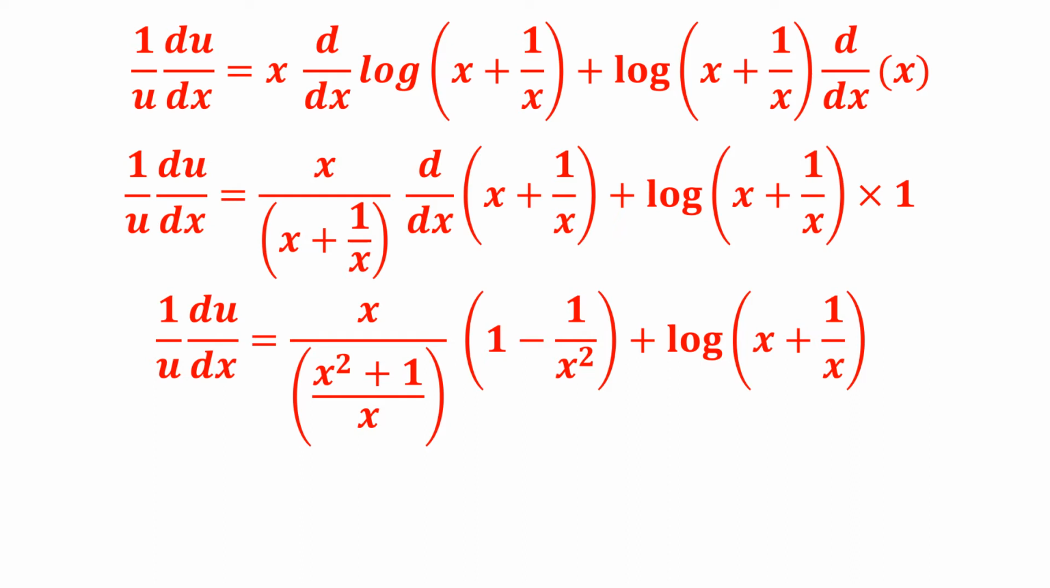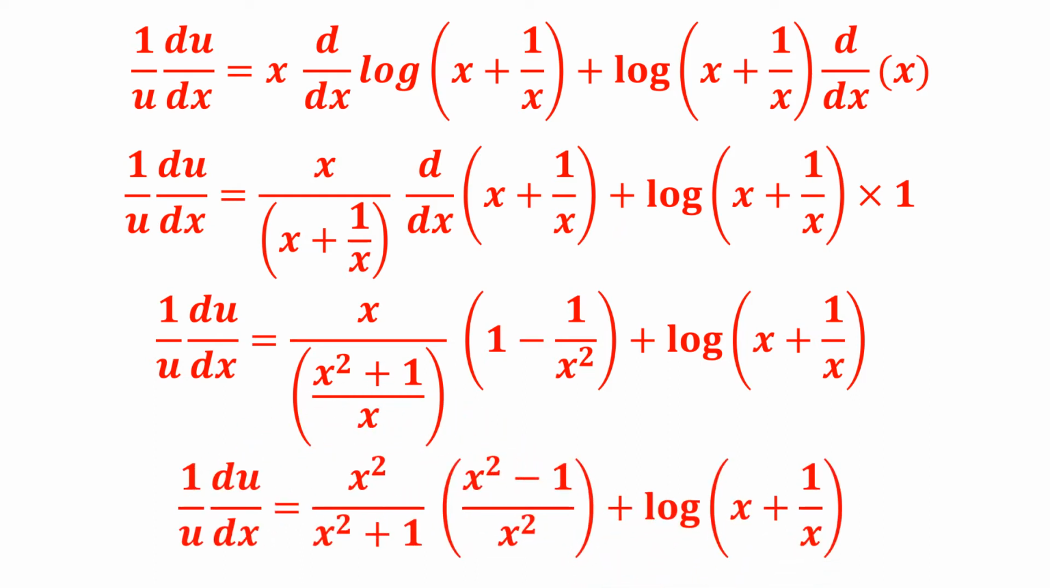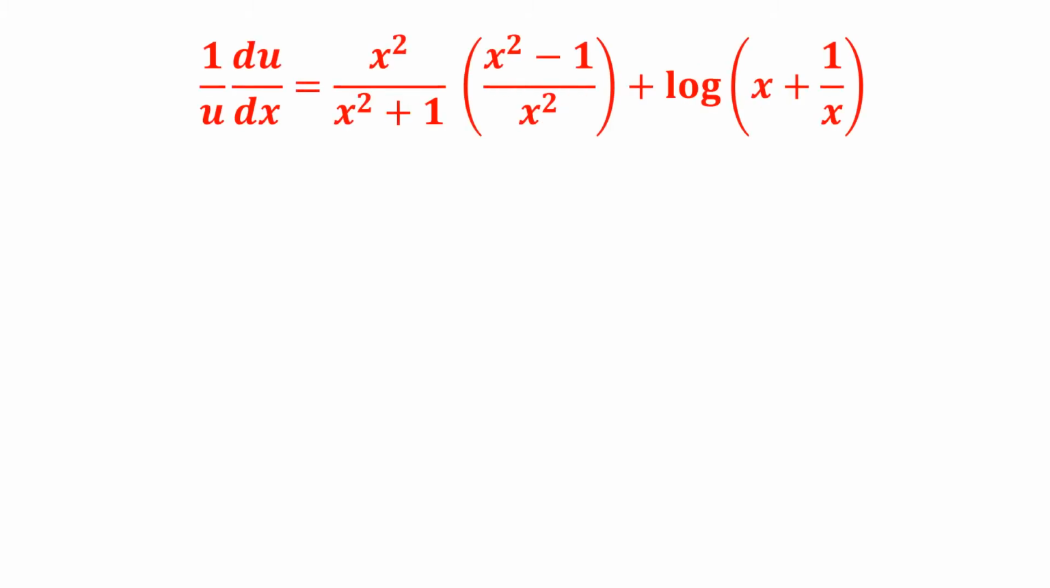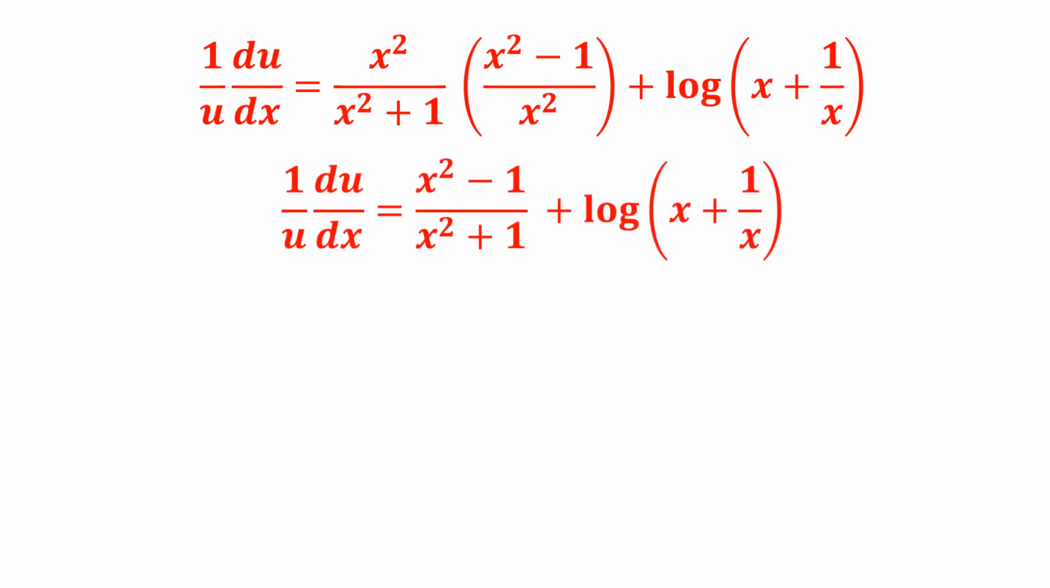Now, to make it simple, we can simplify that x plus 1 by x also. It will become x square plus 1 by x. Let us simplify it more. This 1 minus 1 by x square simplification is x square minus 1 by x square. Our x square and x square will get cancelled. Here we are getting the term x square upon x square plus 1 into x square minus 1 by x square. X square getting cancelled.